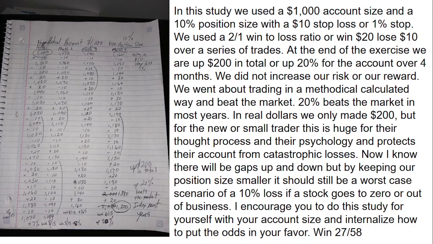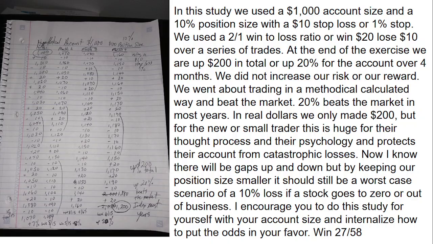At the end of the exercise, we are up $200 in total, or up 20% for the account over 4 months. We did not increase our risk or our reward. We went about trading in a methodical, calculated way and beat the market, right? 20% over 4 months is going to beat the market in most years for the whole year. In real dollars, we only made $200, but for the new or small trader, this is huge for their thought process and their psychology, and protects their account from catastrophic losses.